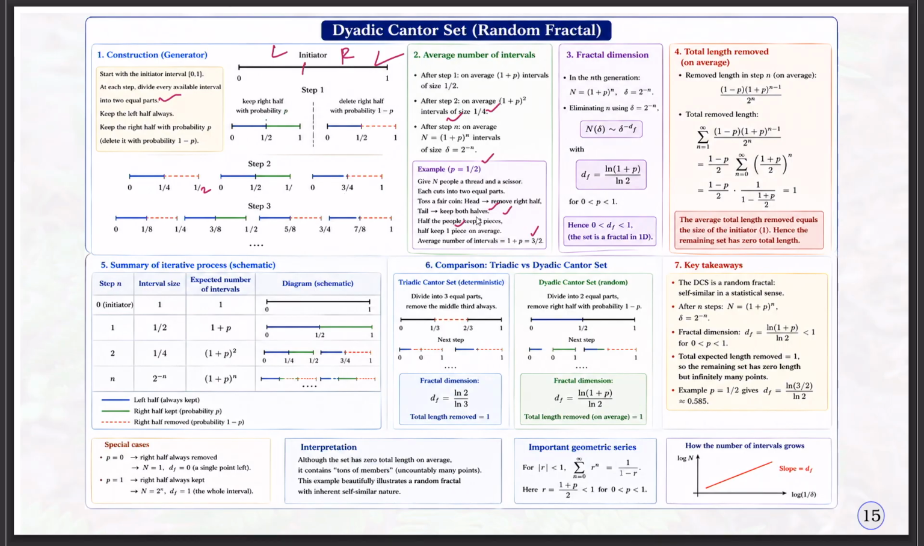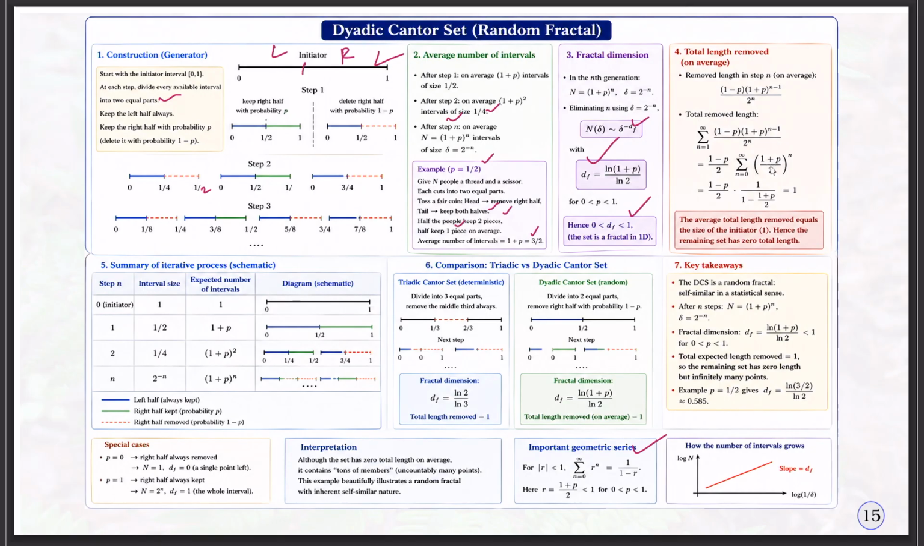Now, for finding the fractal dimension, in the nth generation the average number of pieces is (1 plus p)^n and their size is 2^(-n). So, apply the power law property, then we will get the dimension in terms of the probability. Here the d_f value lies between 0 and 1. We are starting with the closed interval 0, 1. Therefore, this set is a fractal in 1D. If you find the total removed interval, it is equal to 1. We obtain the total interval 1 by using the geometric series property, because if r is less than 1, the geometric series sums to 1 over 1 minus r.